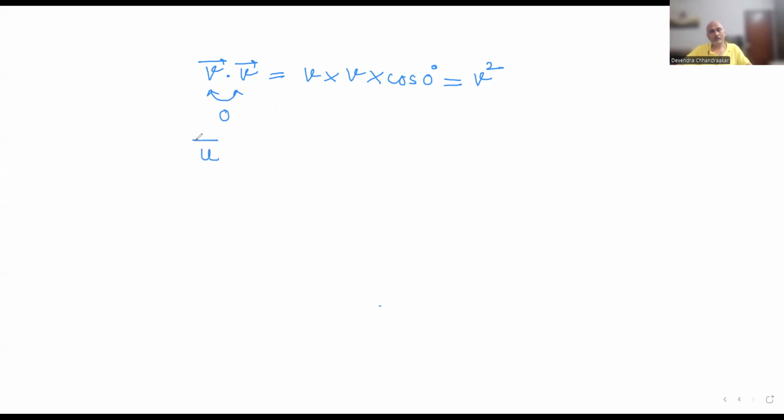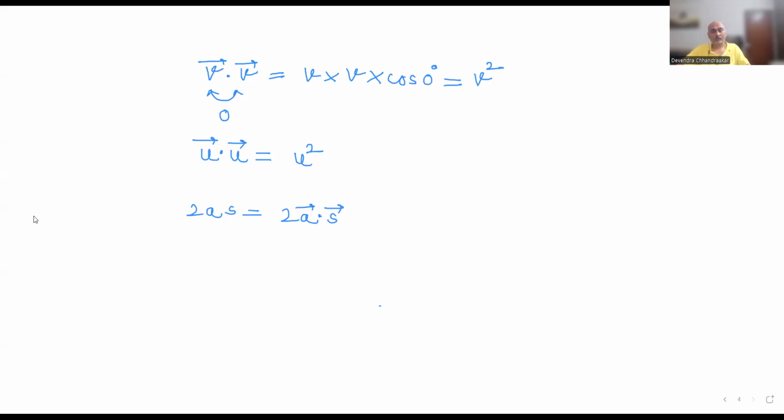Same goes for u dot u. Again, it will be u square only. Now we have 2as, right? So I wrote it as 2a dot s vector. Why did I take the dot product here? Because they don't have to be in the same line.